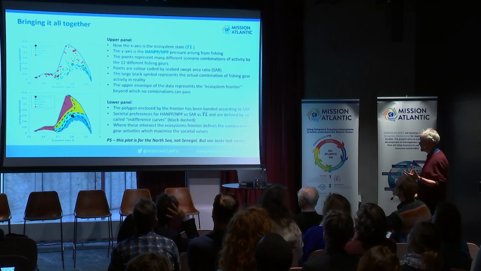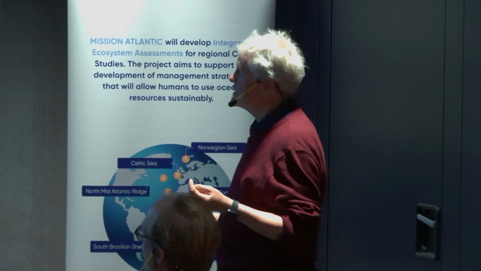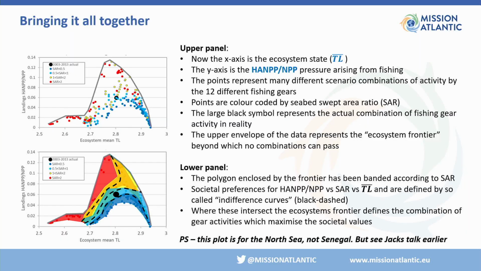I bring you all that together into this diagram, and Jack showed you the beginnings of that idea in his talk. So in the upper panel here, the x-axis is now ecosystem state, the mean trophic level index, and the y-axis is our ratio of Han PP to NPP. We must think of a better name for that, but anyway, arising from fishing. The points represent many different scenario combinations of activity by the 12 fishing gears in the system, and the points are coded by seabed swept area. The large black dot in the center represents the actual combination of fishing gears in reality.